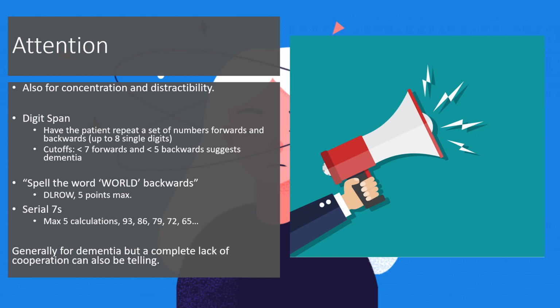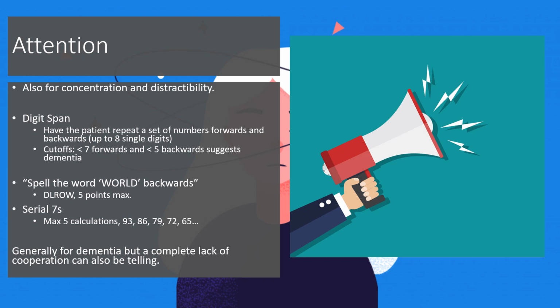Here are some really popular examples of tests. Digit span: have the patient repeat a set of numbers forwards and backwards, up to 8 digits, and see if they can repeat them to you. This is immediate. You say the numbers, have them repeat them, and then have them repeat them backwards. The cutoffs that suggest dementia: if they do less than 7 numbers forwards, that's a problem. If they do less than 5 numbers backwards, again, that suggests dementia. One of those things suggests dementia, and both obviously suggest it even more.